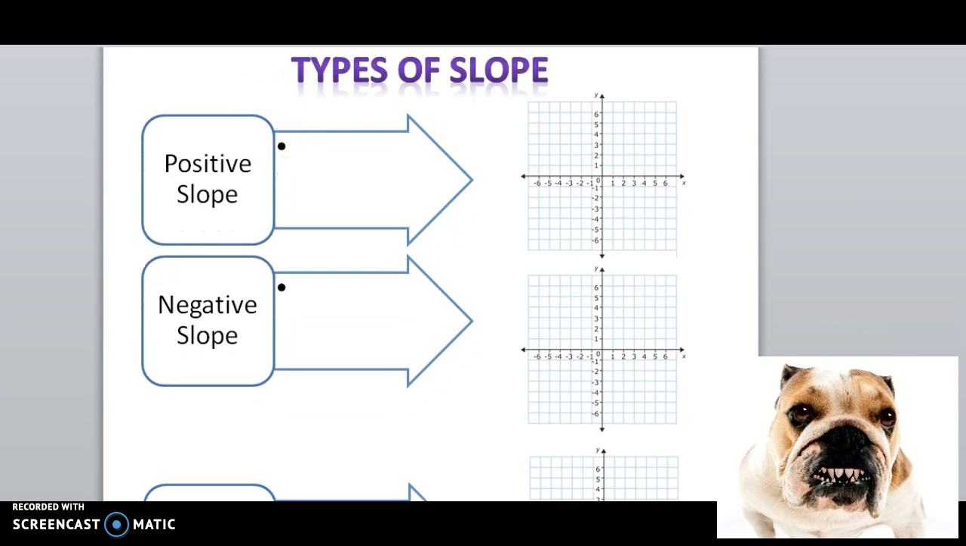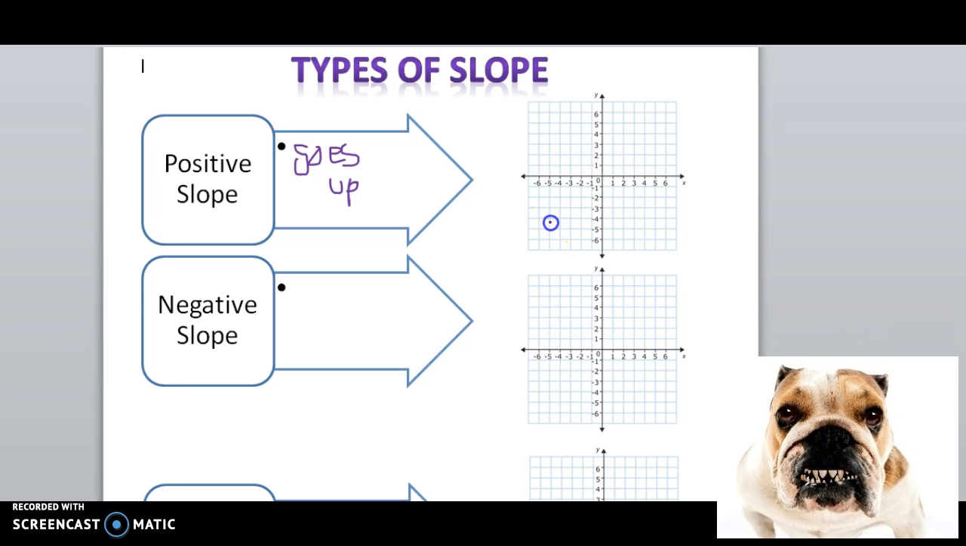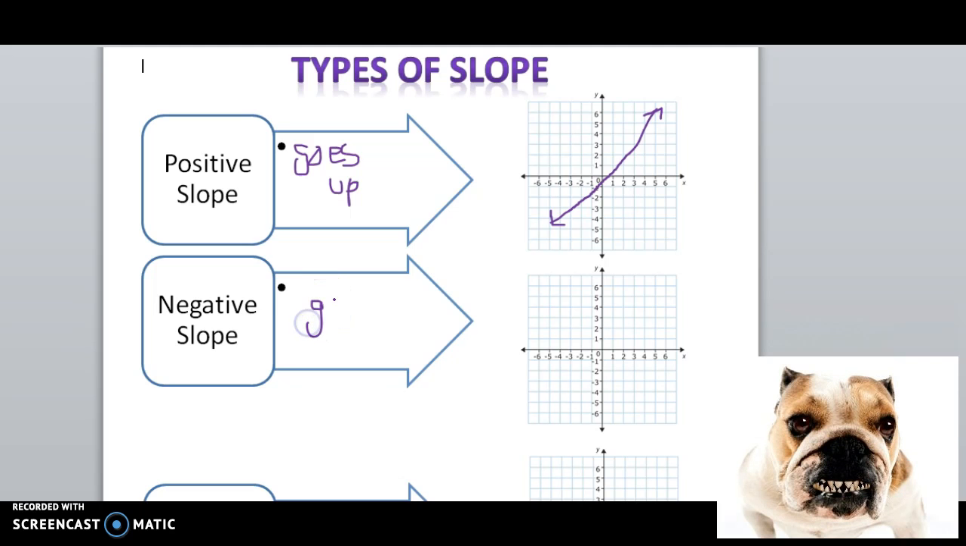So a positive slope is a slope that goes up from left to right. So you're going to write goes up. So let's draw an example of a positive slope. And just draw a line that goes in the up direction when reading from left to right. Now a negative slope goes down.